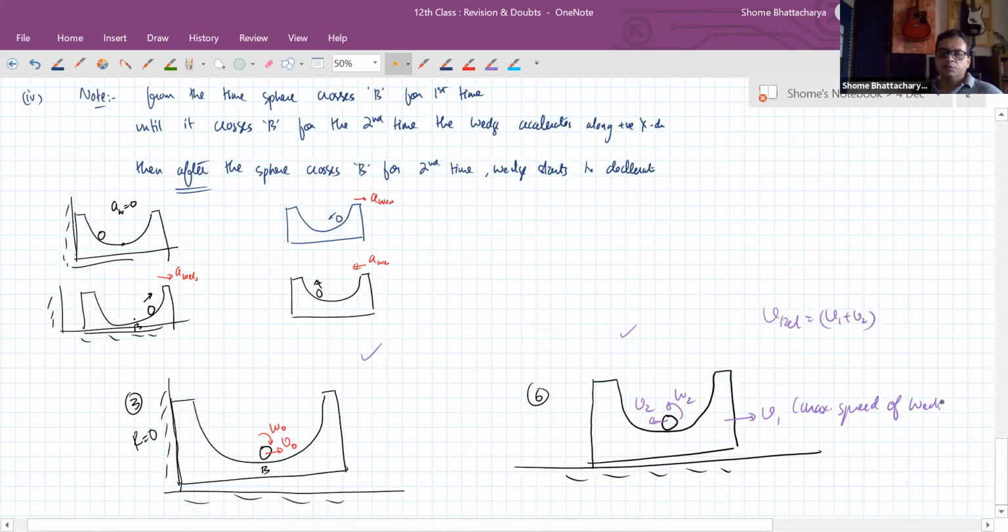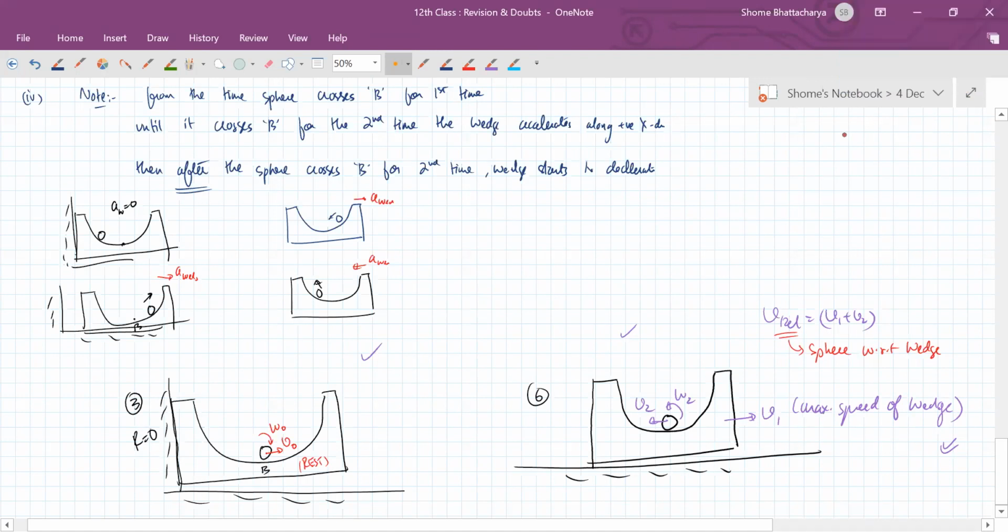So here again you have to be very careful about the rolling motion condition and the constraint for no slipping. Here the wedge is at rest, so it's very easy as we had solved earlier. But here the wedge is moving with V1 towards the positive x direction. The sphere's ground frame velocity is, let's say, V2. So the relative velocity of the sphere with respect to the wedge, that relative velocity is V1 plus V2 in magnitude. Okay. So please try and calculate this properly.